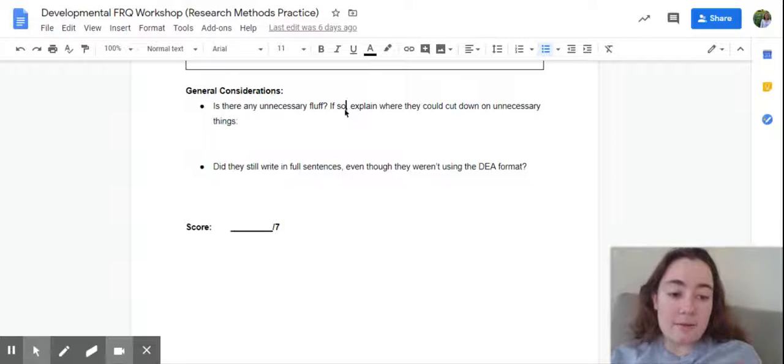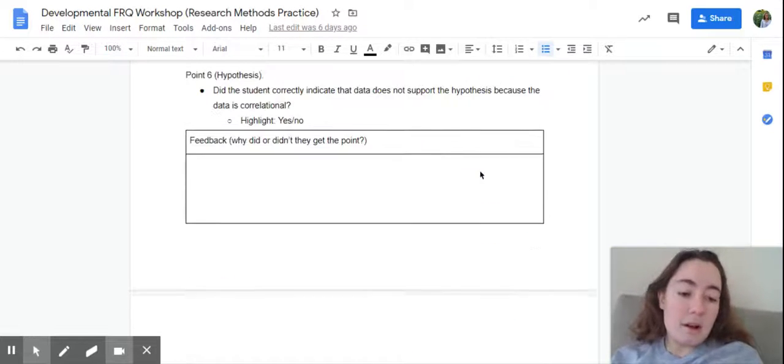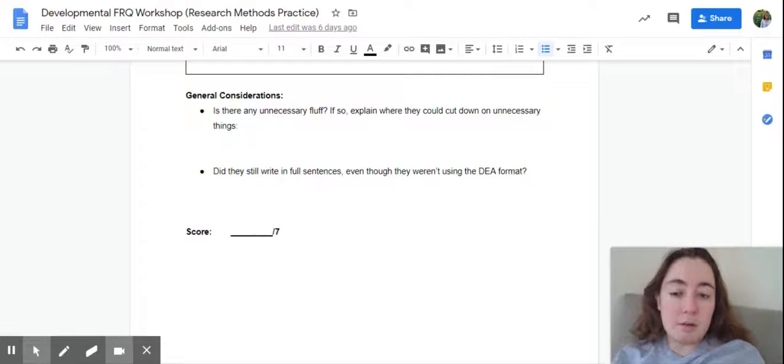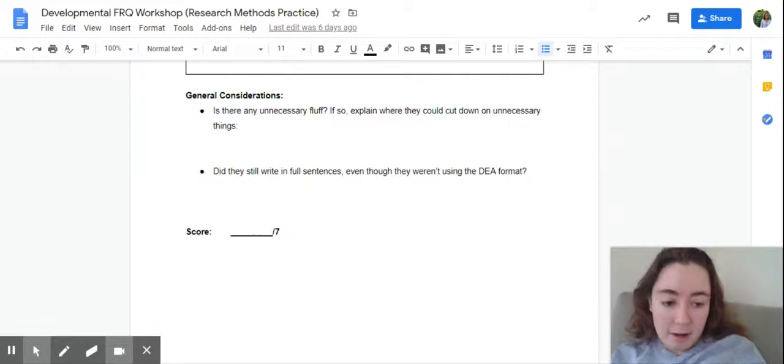Because on the actual FRQ on the AP exam, the research methods one is only going to be 15 minutes long, so you don't have time to do a whole long example. But you still need to write in full sentences. You shouldn't just answer with a bullet point, "mode, 15." You need to write, "The mode for the 3-month-olds was 15." So make sure you're writing in full sentences, but you don't need a whole novel for these either.